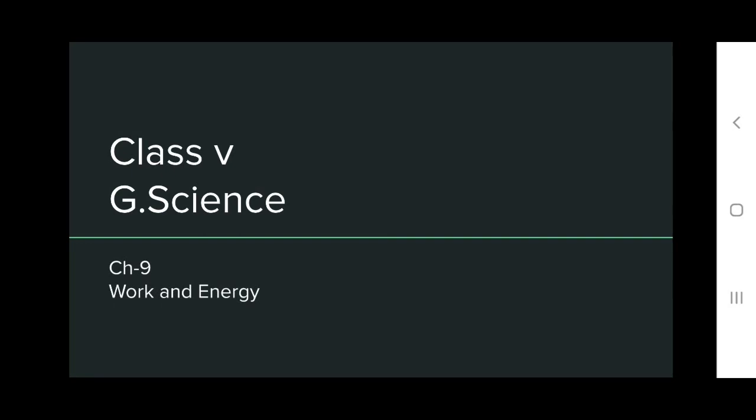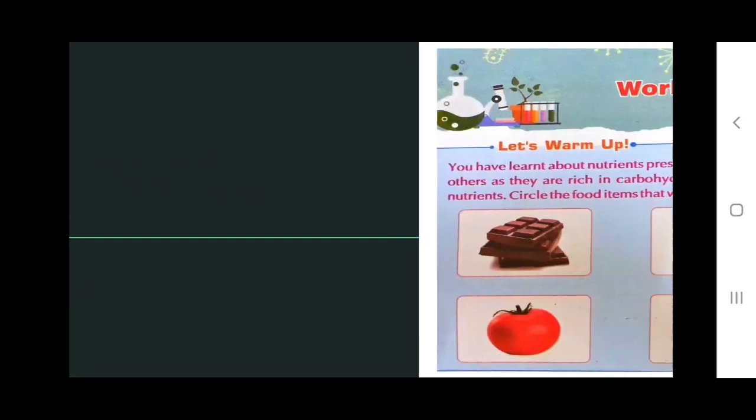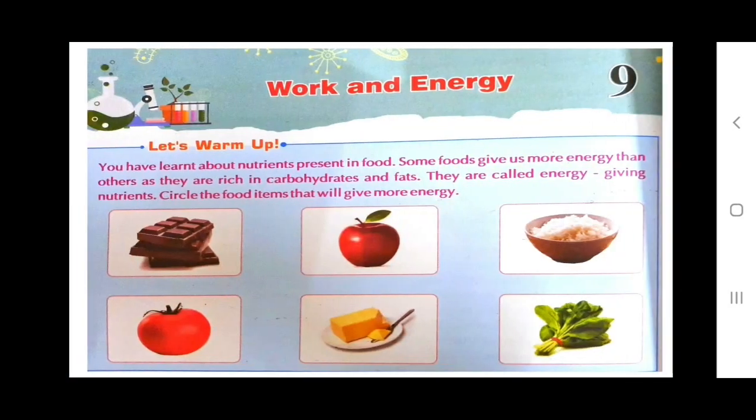Today we are going to start chapter number 9, that is work and energy. So let's start. First, there's an activity given up. Let's warm up. You have learnt about nutrients present in food. Some foods give us more energy than others as they are rich in carbohydrates and fats. They are called energy giving nutrients. Circle the food items that will give more energy.